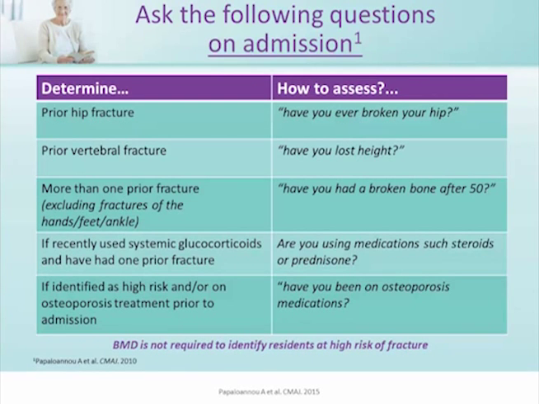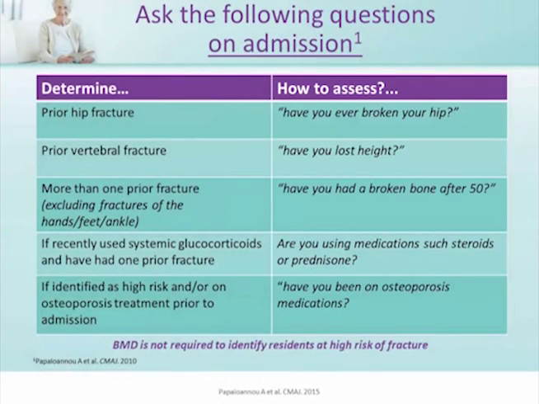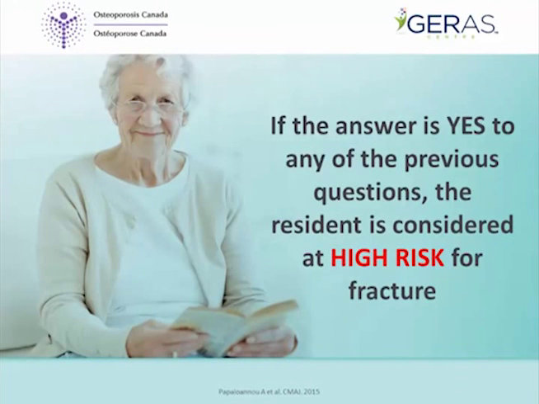It is important to ask these questions on admission, and they are outlined on the slide. It's also very important to highlight that bone mineral density is not required to identify residents at high risk of fractures. If the answer is yes to any of the previous questions, the resident is considered at high risk for fracture.